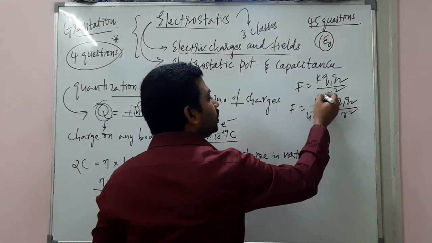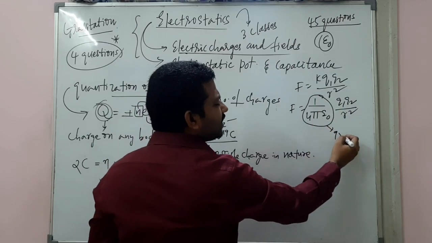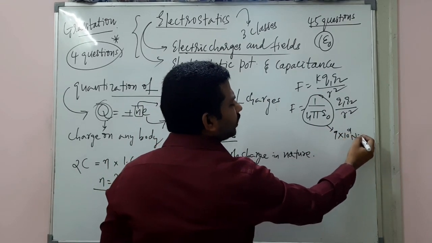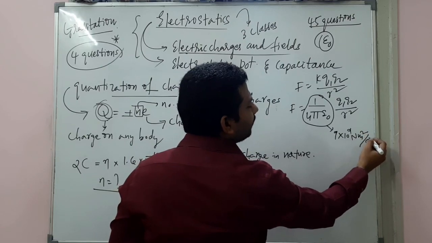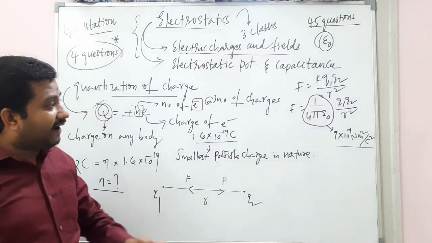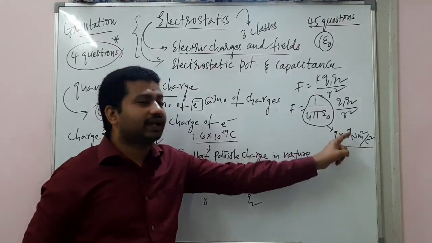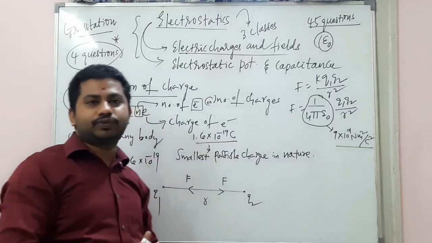And you know this 1 by 4 pi epsilon naught value is 9 into 10 raised to 9 Newton meter square per Coulomb square. Very important expression. The value of 1 by 4 pi epsilon naught is 9 into 10 raised to 9 Newton meter square per Coulomb square.